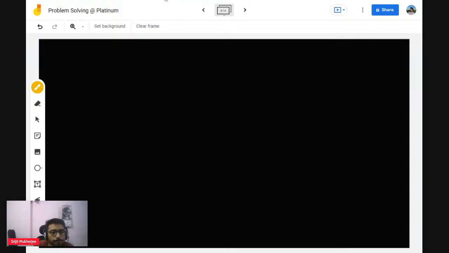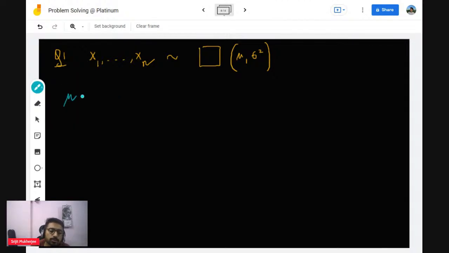We all know that x1, x2, ..., xn follow a certain distribution with mean mu and variance sigma square. So the first question I ask is, a very good estimator of mu is what? Mu hat is xn bar.